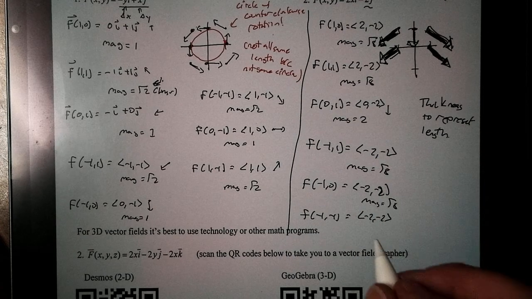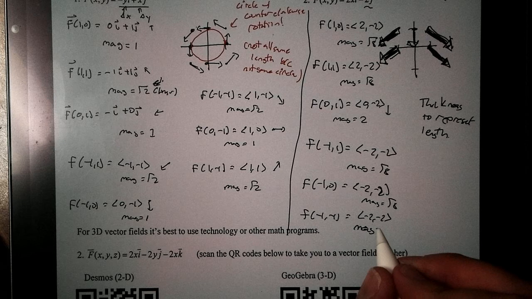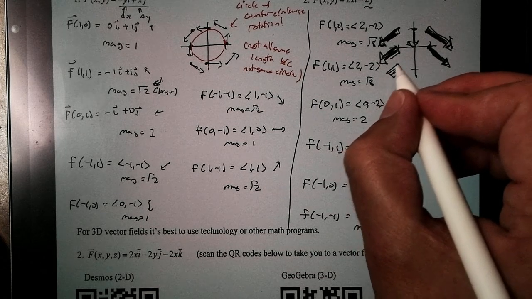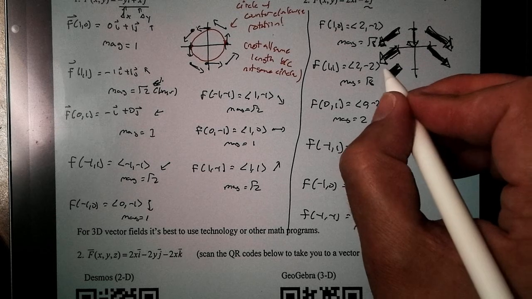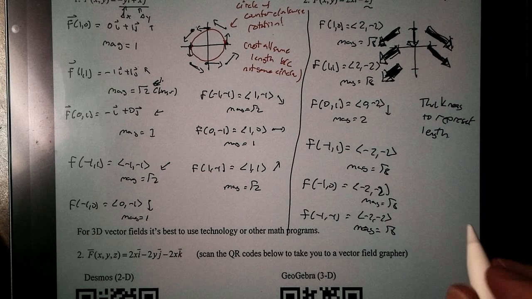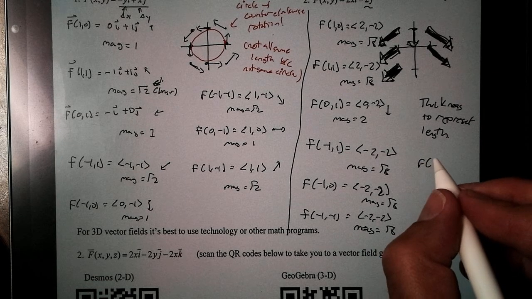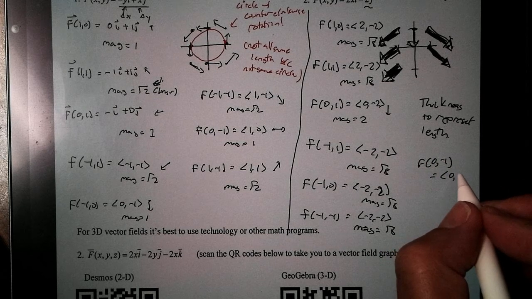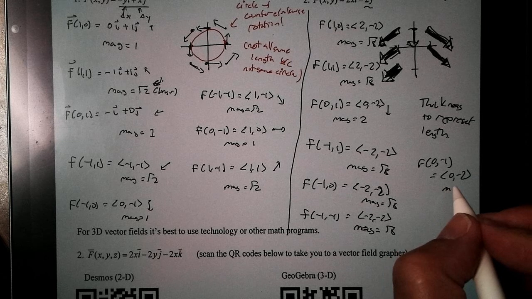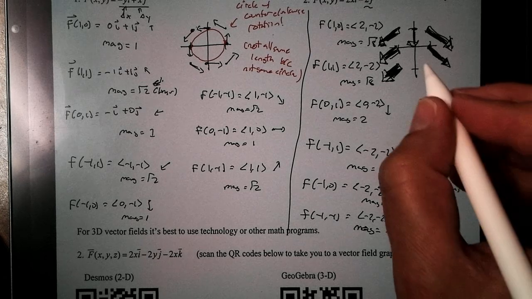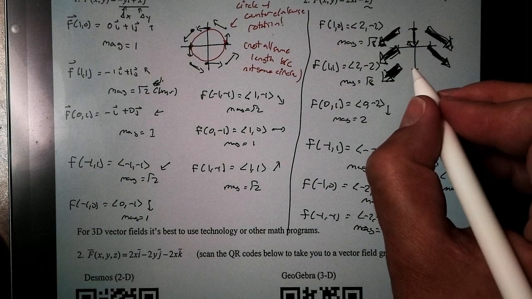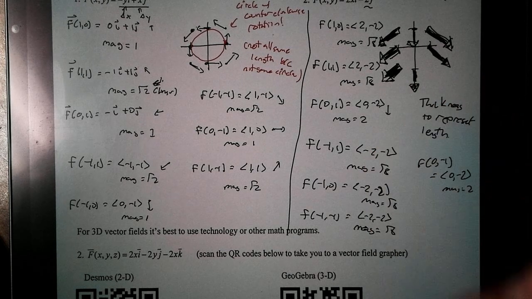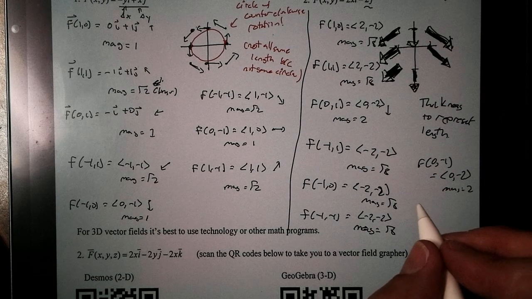So let me scroll up here. Our magnitude would equal the square root of 8 again. Try to make it the same thickness, I messed that up, but you can hopefully get the idea. And then if we did (0, -1), we're going to get (0, -2), which has a magnitude of just 2. So again, same length, but I'll make it a little bit thinner right there.